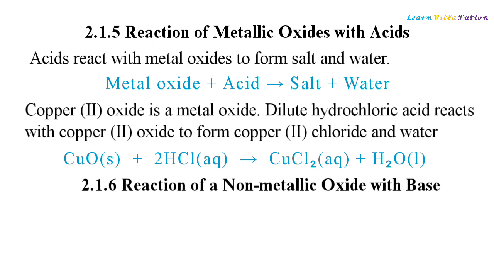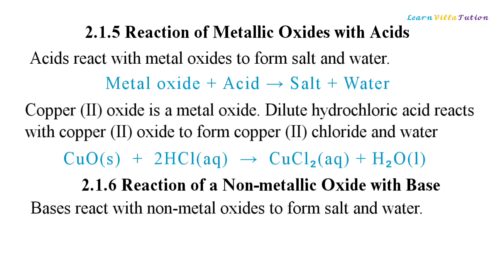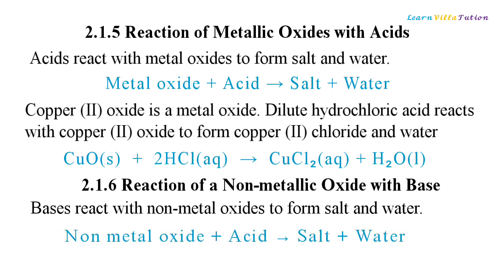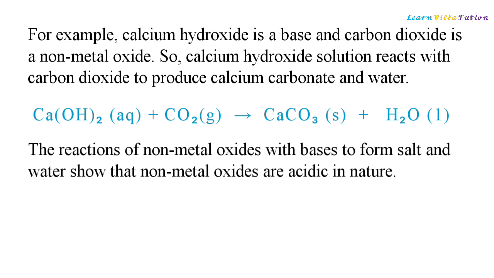Reaction of a nonmetallic oxide with base. Bases react with nonmetal oxides to form salt and water. Nonmetal oxide plus base produces salt and water. For example, calcium hydroxide is a base and carbon dioxide is a nonmetal oxide. So, calcium hydroxide solution reacts with carbon dioxide to produce calcium carbonate and water. The reactions of nonmetal oxides with bases to form salt and water show that nonmetal oxides are acidic in nature.